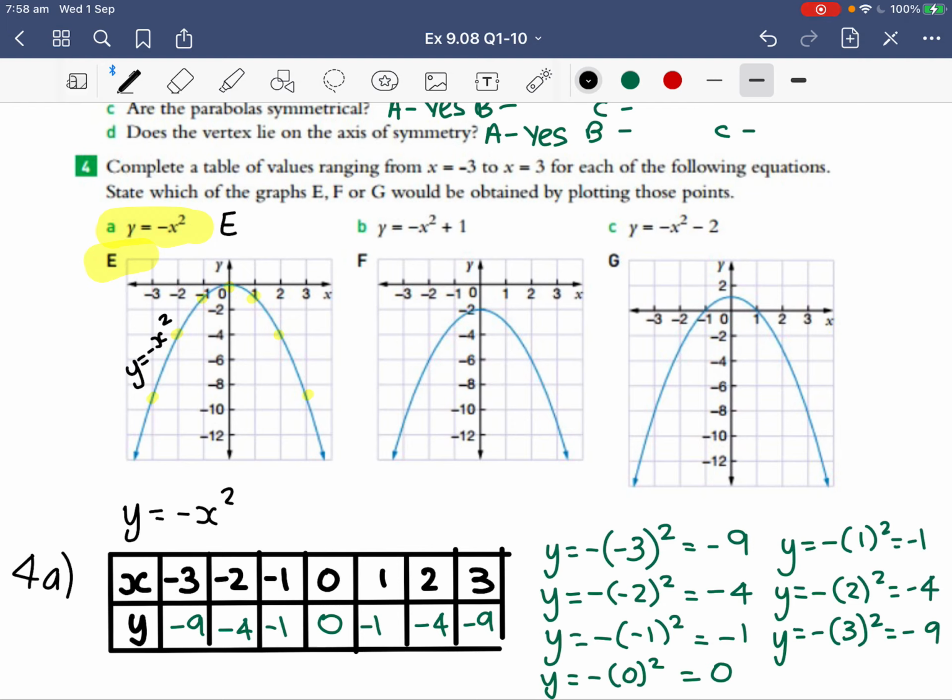So you'll go ahead and do a table of values for B and a table of values for C and see which graph, either F or G, matches with B and which graph, G or F, matches with C.